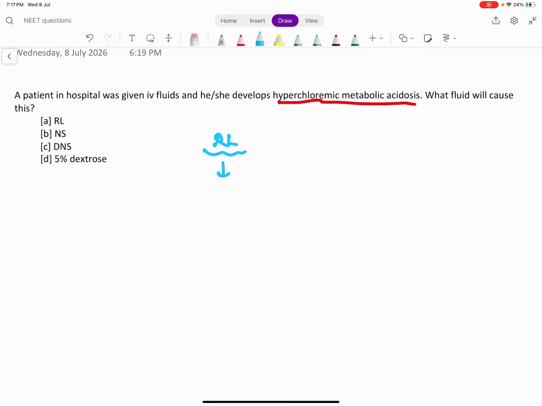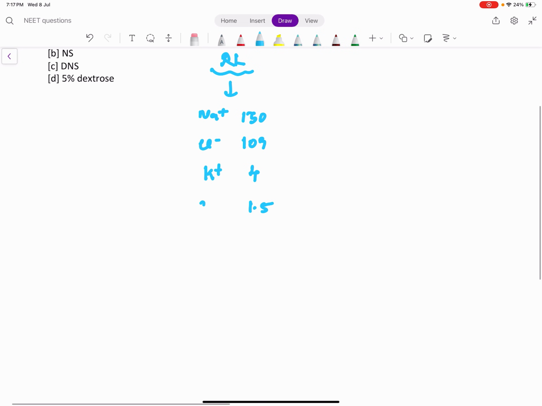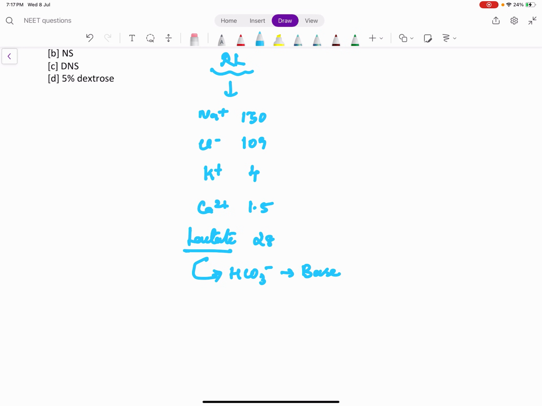It has 130 milliequivalents of sodium, 109 milliequivalents of chloride, 4 milliequivalents of potassium, 1.5 milliequivalents of calcium, and 28 milliequivalents of lactate. This lactate is not an acid. When the liver is functioning normally, this lactate gets converted to bicarbonate, which is a base. So RL is a basic or an alkaline fluid.